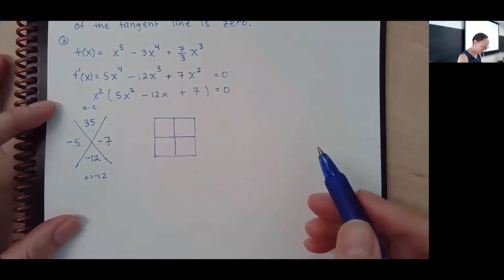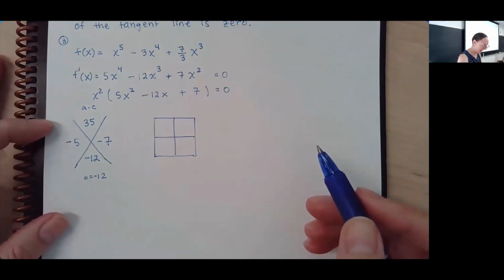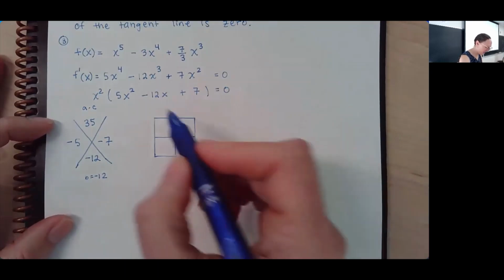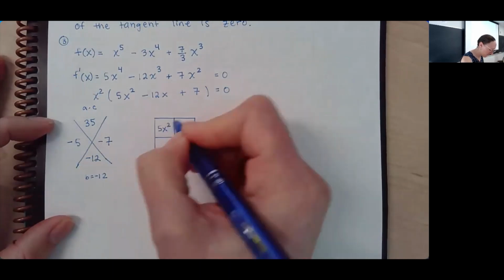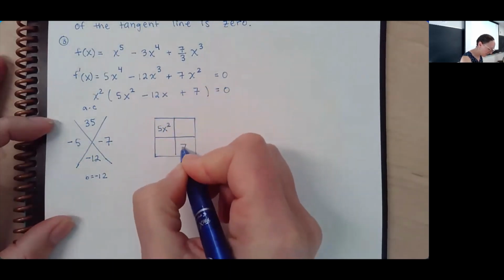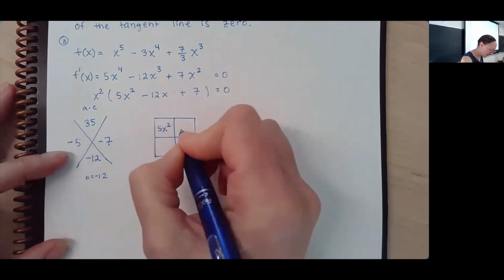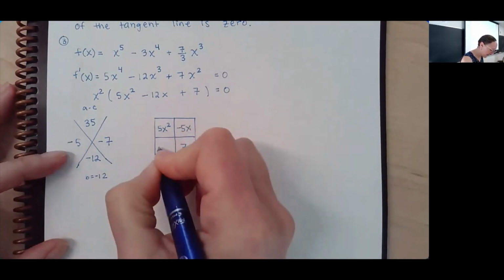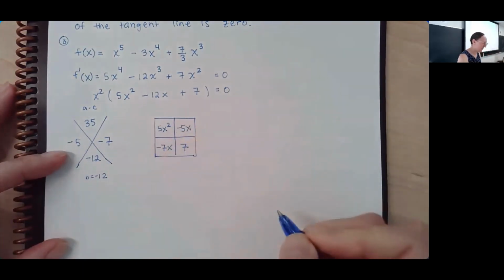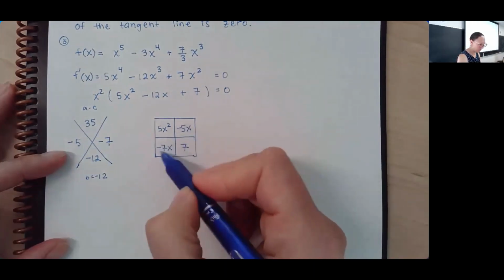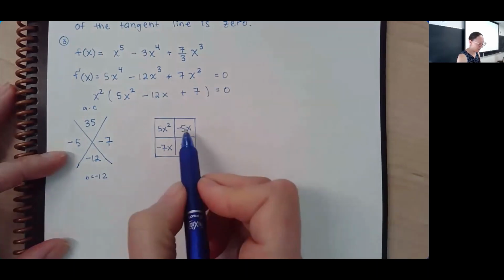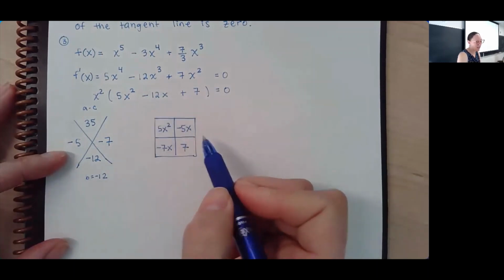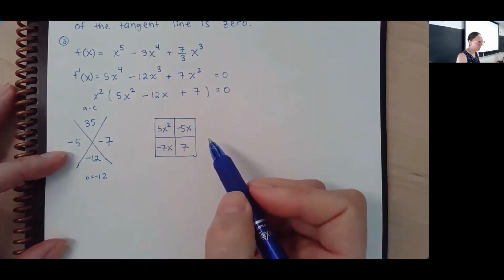So I know that I've got to end up with that 5x squared and that 7. But I'm also going to need a -5x and a -7x, so that those two terms would add together to give me the -12. And then from each row and column of the box, I factor out whatever they have in common.